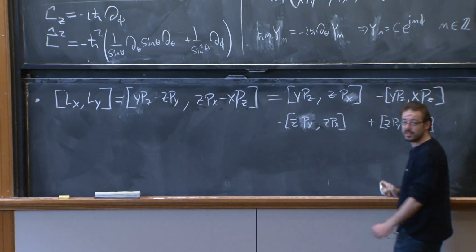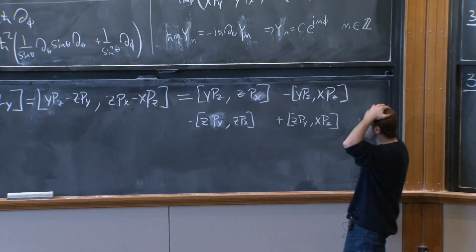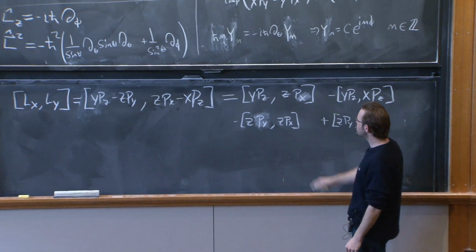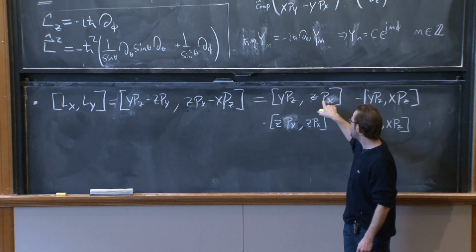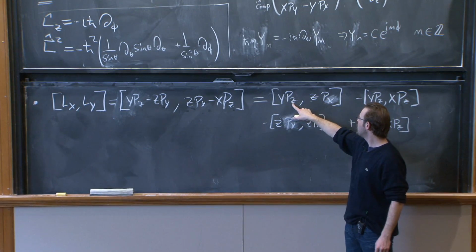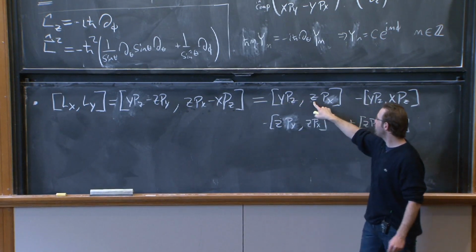OK, so let's look at these. These look kind of scary at first. But in this one, notice the following. This is x pz z px minus z px y pz. But what can you say about y with all these other operators?